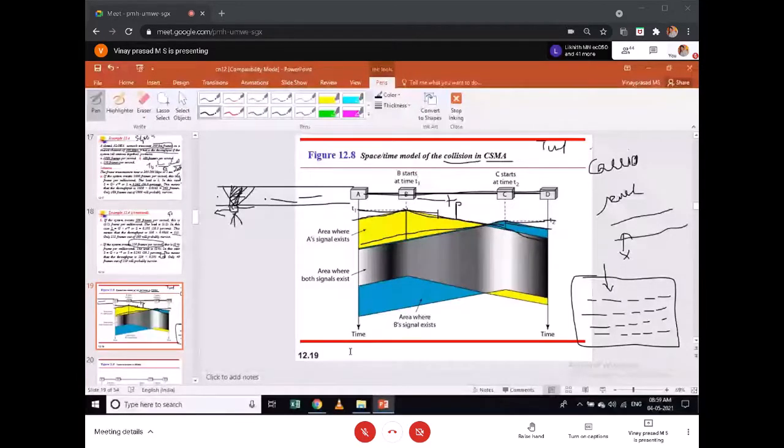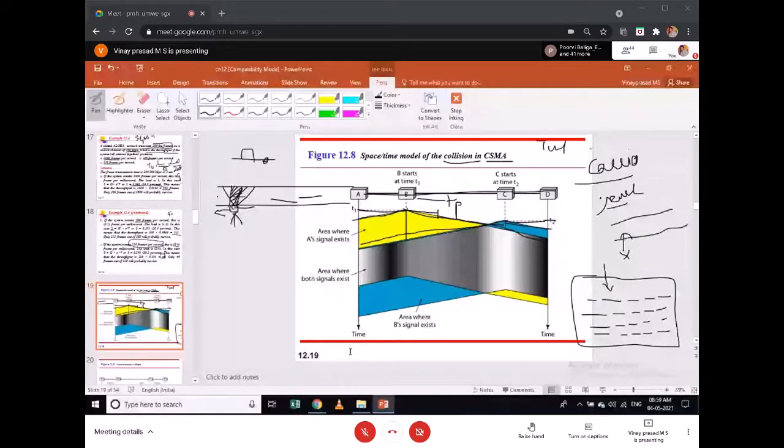The station would also sense the channel at the point where the host is connected to it. At that point, it only checks whether any energy is present. If so, it comes to know the channel is busy. If no transmission is happening, the channel is idle, so it comes to know it is free. That is what is meant by carrier sensing.